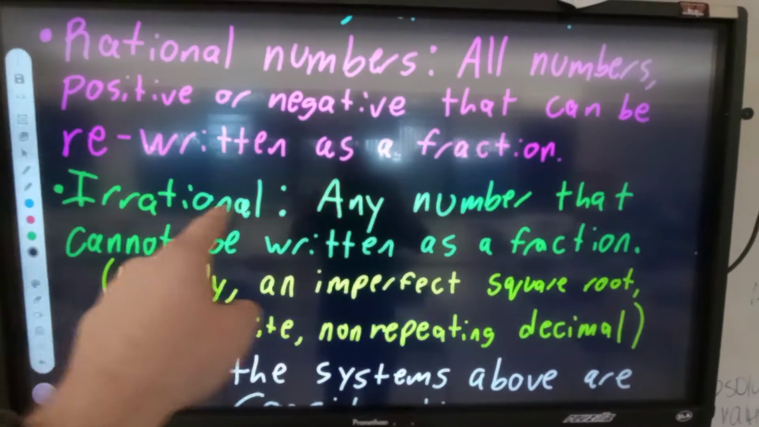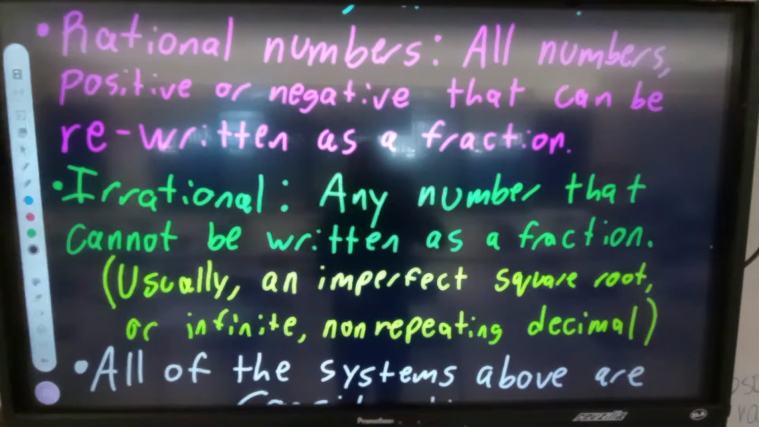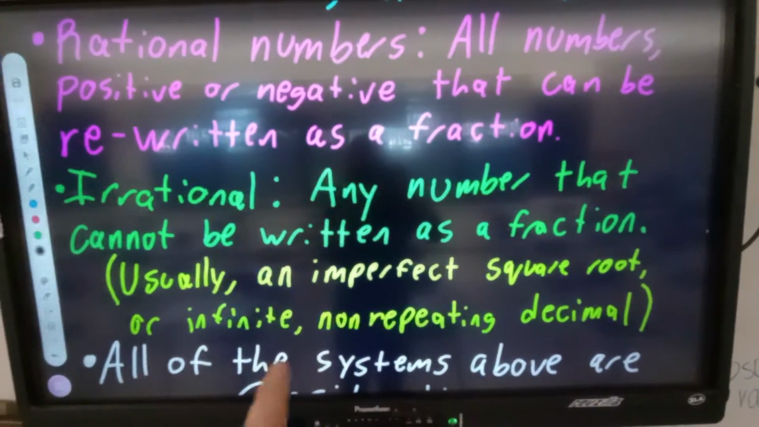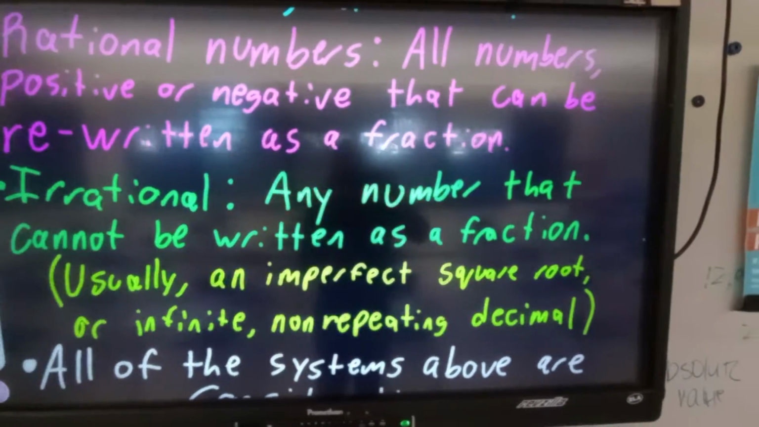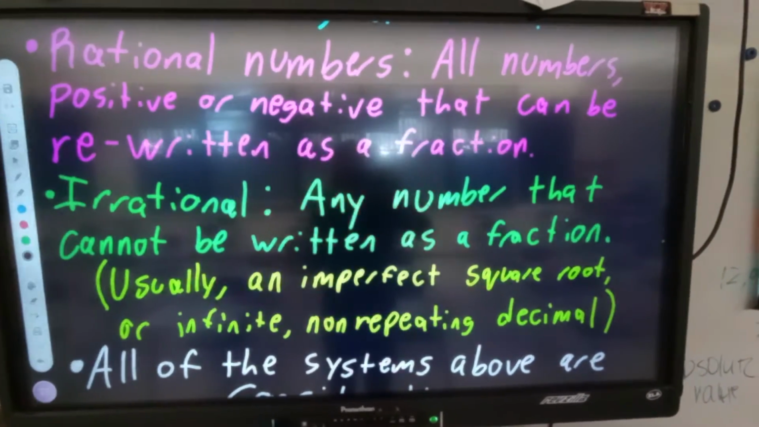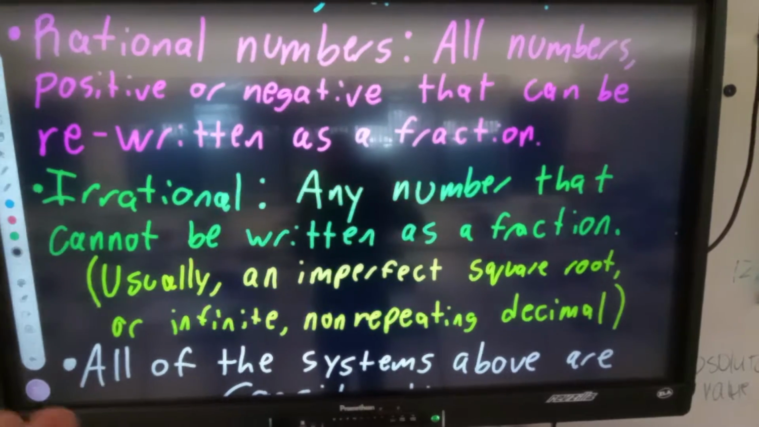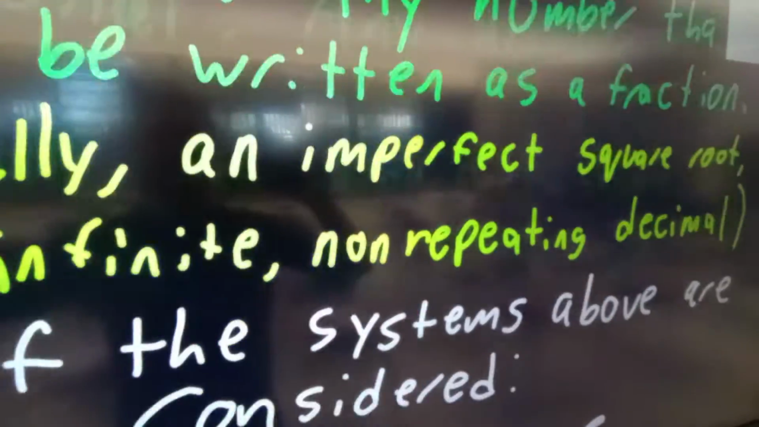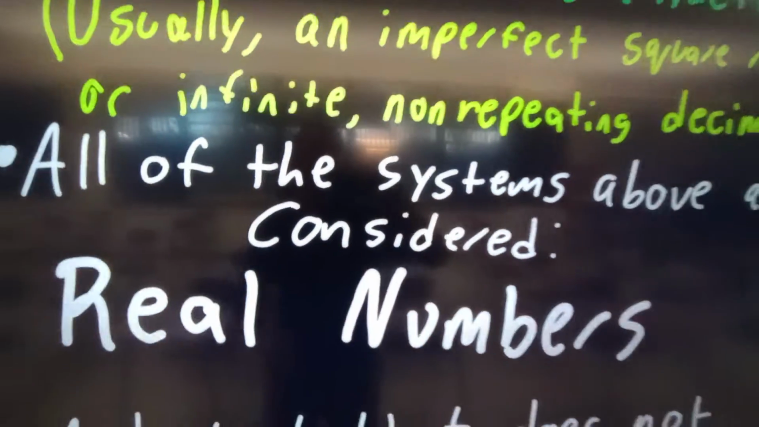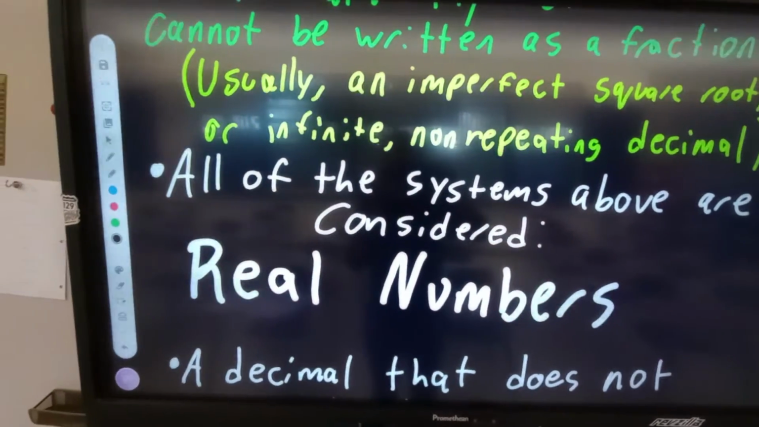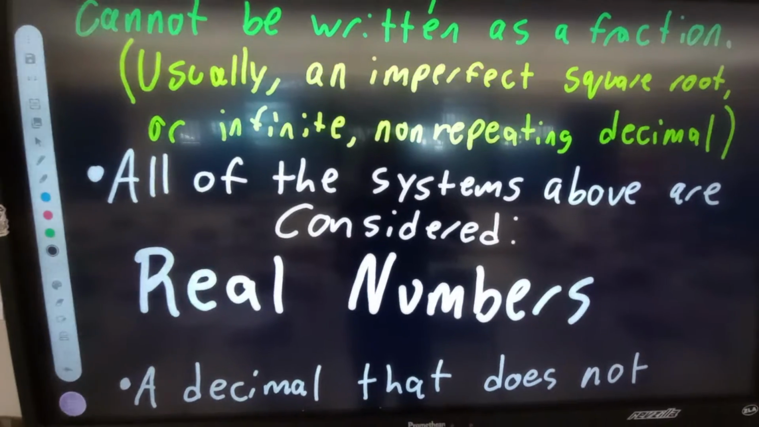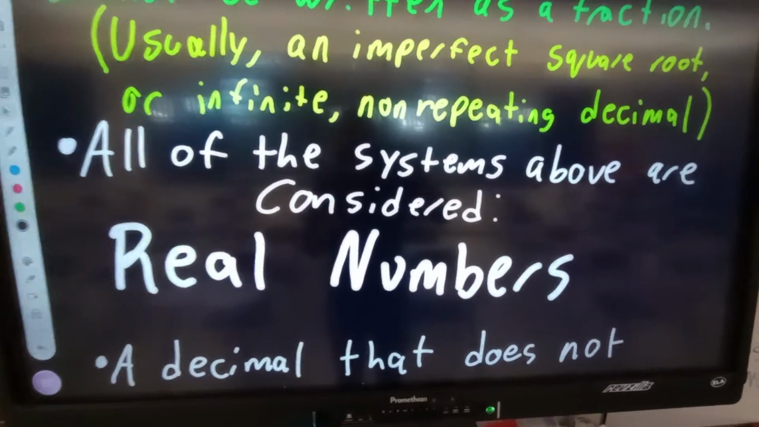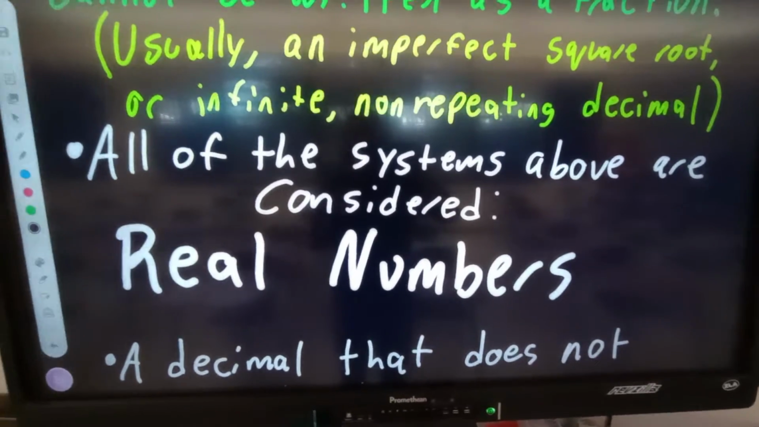An irrational number is any number that cannot be written as a fraction. Usually, these are an imperfect square or an infinite non-repeating decimal. So these are things like pi, for example, would be irrational, or like square root of 3. And that's going to be more or less all of the real numbers. All of those would be considered real numbers. Anything else, that's going to be considered unreal numbers, but we don't get into that this year.